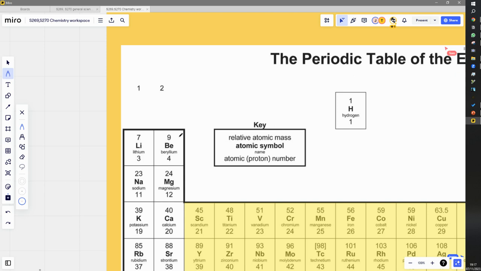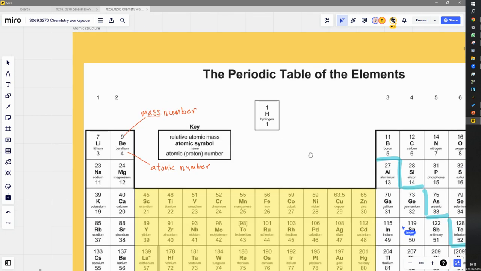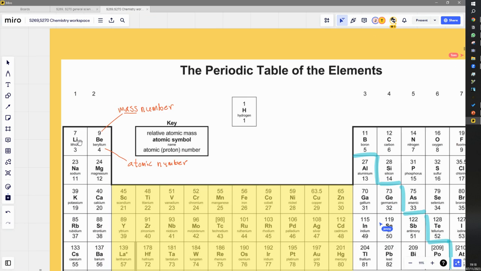I'm going to take beryllium because I've got a bit more space to annotate this. So this number here is called the mass number. You can also call it the atomic mass number or the relative atomic mass, but it's always going to have the word mass in it. Okay, and this number here is the atomic number. The reason it's called the atomic number is because it just means atom number 1, atom number 2. So this is the first atom, this is the second atom, this is the third atom, and this is the fourth atom.